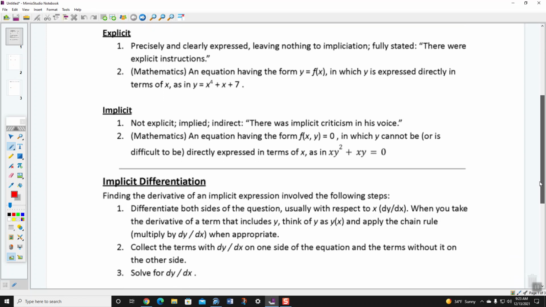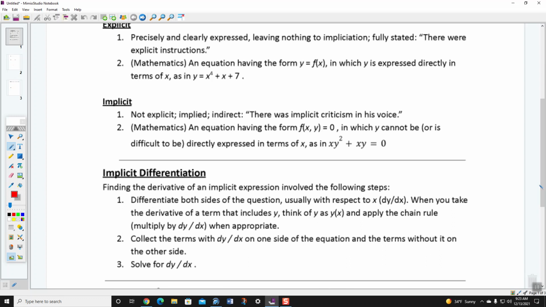So the words explicit and implicit, what do they mean? Explicit is something that's precisely and clearly expressed, leaving nothing to implication. Have you ever heard somebody say, what are you implying? It's like they're trying to say something, but they're not really saying it. If I explicitly tell you to do this, that's what I told you to do, you're going to do it. Sometimes I might say things and you misread them, and I implied that you should do that. Do you understand the difference between explicit and implied?